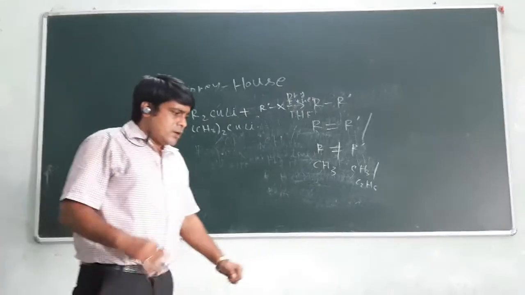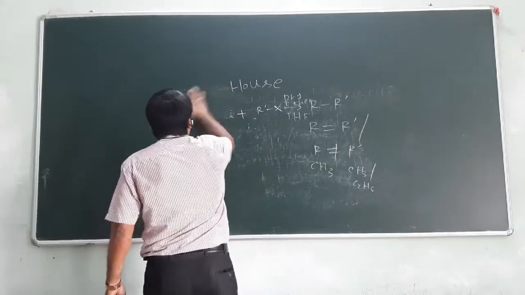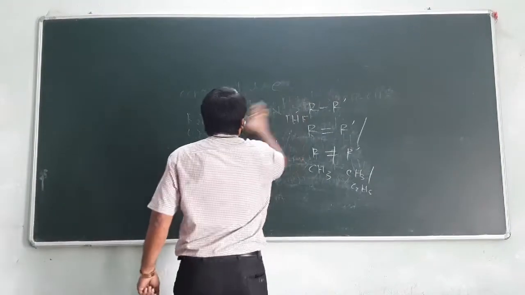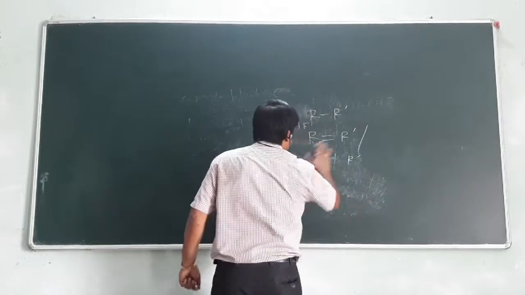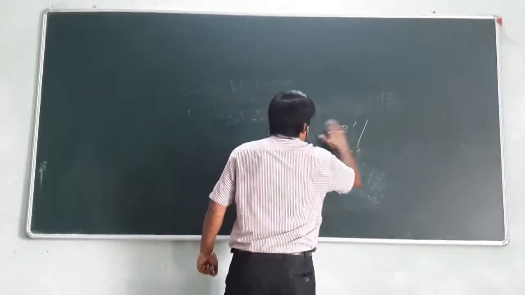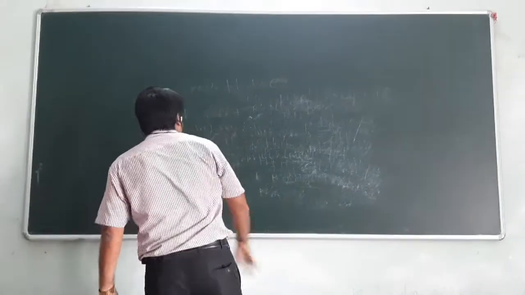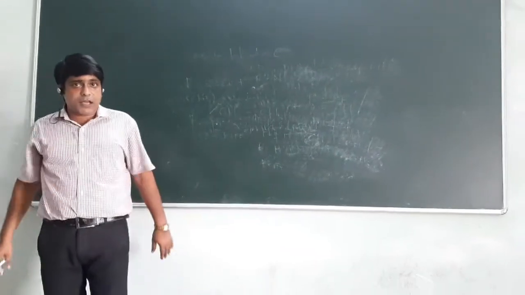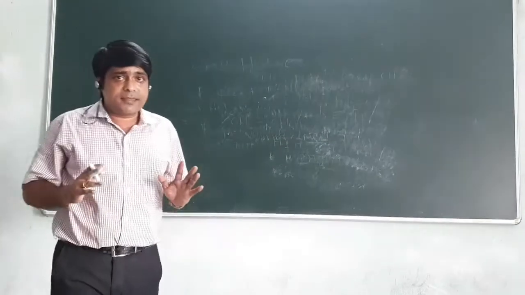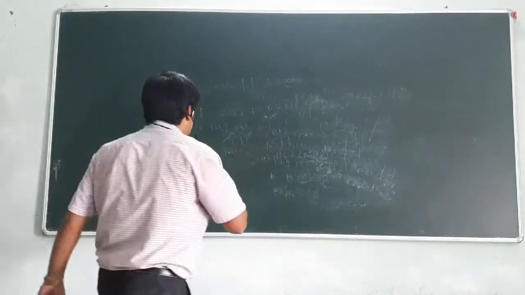Next reaction is the Wurtz reaction. The scientist Wurtz discovered this reaction. Due to that reason, the reaction has been named the Wurtz reaction. So basically, what is the Wurtz reaction? In the Wurtz reaction, two alkyl halides react with two molecules of sodium. How?